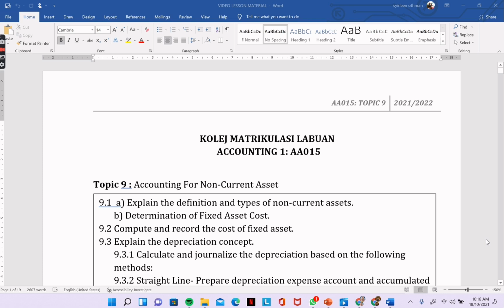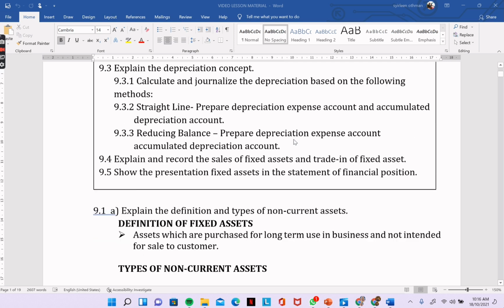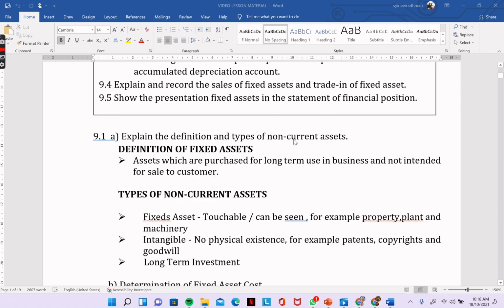Okay, topic 9, accounting for non-current asset. As for the first part of the video, I've already explained the definitions and also the types of non-current assets. So in your notes, you can see here the definition for fixed asset: asset which are purchased for long-term use in business and not intended to be sold to customer.